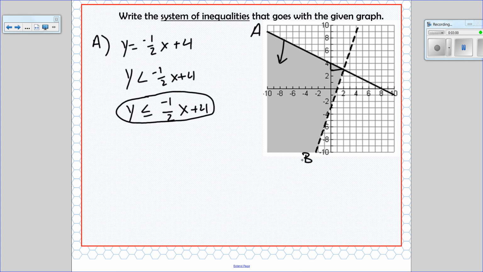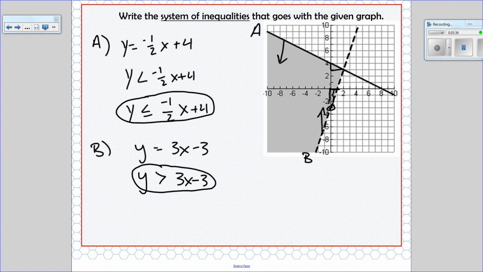I'm going to call this dashed one line B. I can see that line B has a slope of up 3 over 1 and a y-intercept of negative 3. So I'm going to start by writing that as y equals 3x minus 3. I can see that my shading is above the line, so I'm going to change that to y is greater than 3x minus 3. And since that's a dashed line, I'm going to finish there.